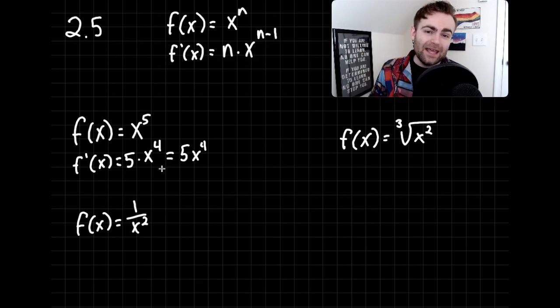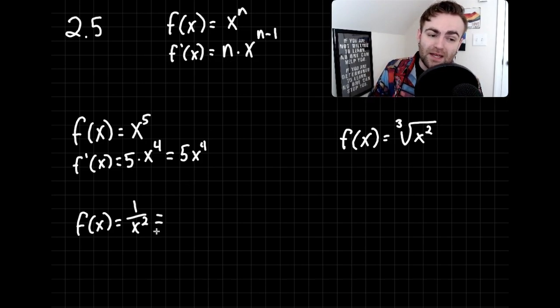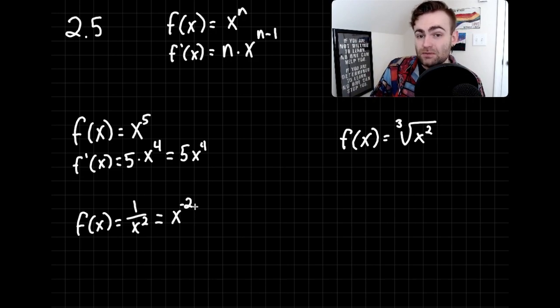However, it may look a little complicated when you have functions like this one here or this one here. What do? Well, both of these are just power functions in disguise. We can rewrite them as x to some power. In this case, if we have an x in the denominator, that is the same thing as having a negative power. So 1 over x squared is the same thing as x to the negative 2 power. And then we can follow the same rules.